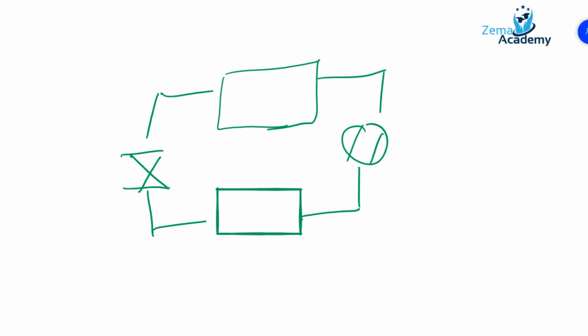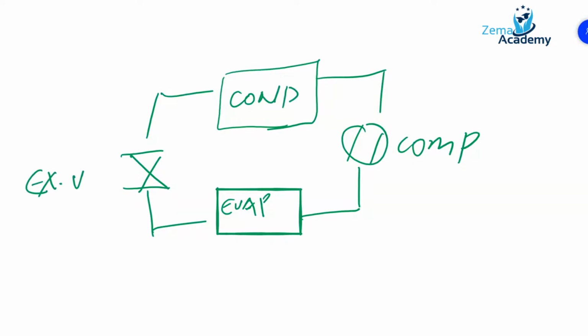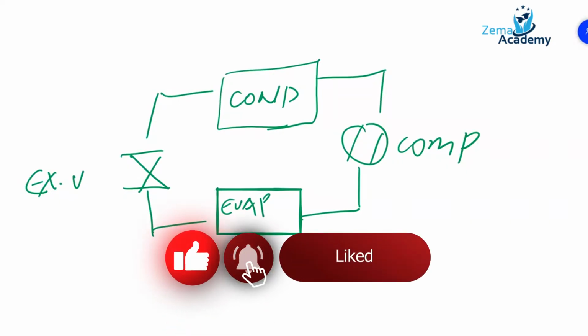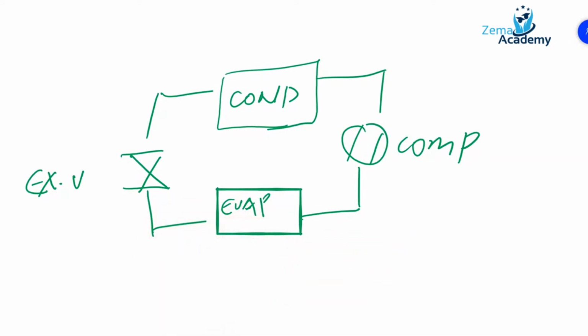And those components are, we've got the evaporator, we've got the compressor, we've got the condenser, and we've got the expansion valve. Okay, so the four components of any vapor compression system are the evaporator, compressor, condenser, and expansion valve. So these are the four components, or you may also refer to them as four stages.